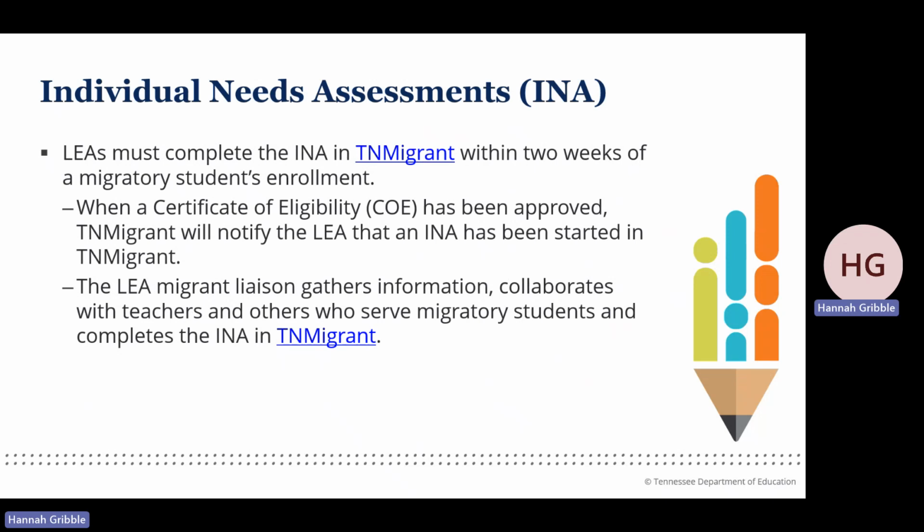LEAs must complete the INA in TN Migrant within 2 weeks of a migratory student's enrollment. When a certificate of eligibility, or COE, has been approved, TN Migrant will notify the LEA that an INA has been started in TN Migrant. The LEA Migrant Liaison gathers information, collaborates with teachers and others who serve migratory students, and completes the INA in TN Migrant.